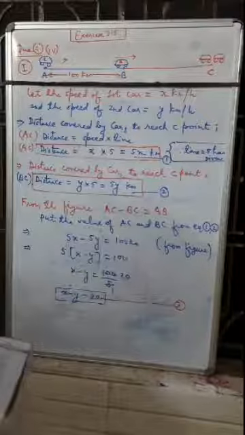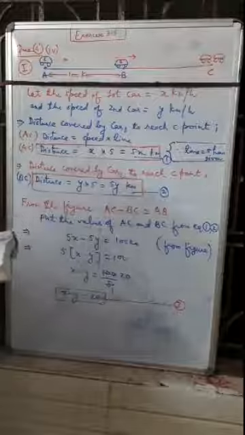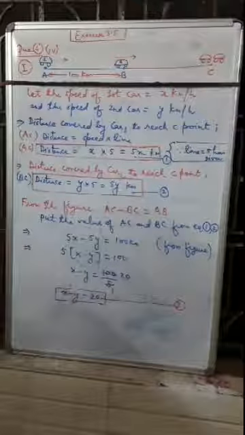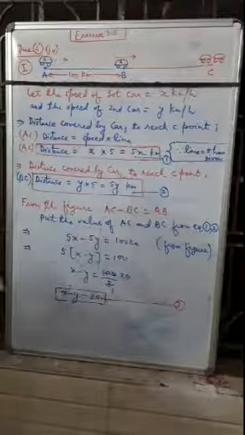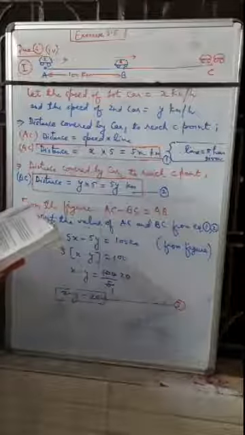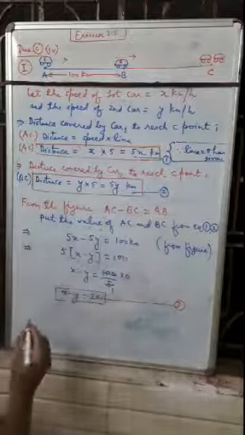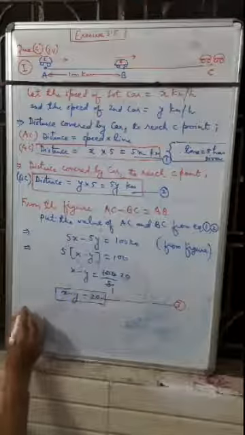Now the second condition is given in the problem. If the cars travel in the same direction at different speeds, they meet in 5 hours. If they travel towards each other, they meet in 1 hour. What are the speeds of the two cars? So in the second condition, we are looking here.